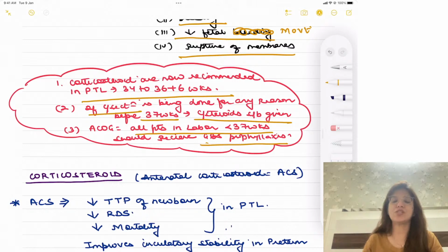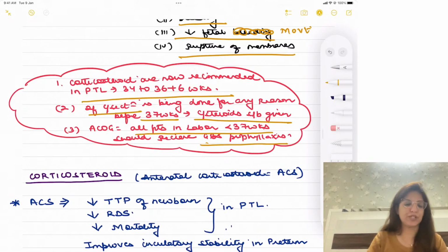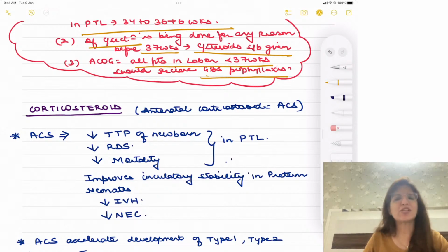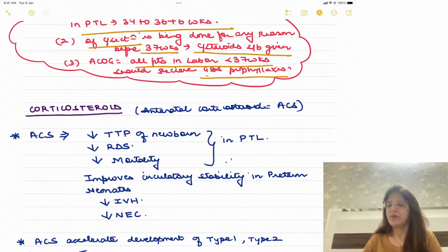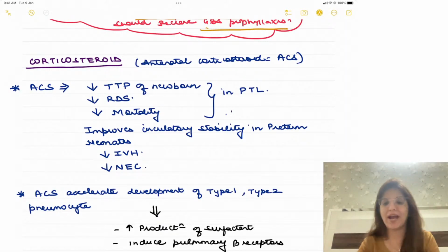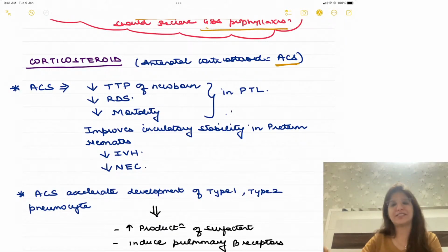So any queries, any doubts which you have related to preterm labor till now? Okay. So I'm proceeding. Now let us talk about corticosteroids. That's very, very important. Right? So corticosteroids or antenatal corticosteroids, why I have written this is because in so many places I'll be writing ACS. So you should be knowing what is ACS. Now, what is the role of ACS?